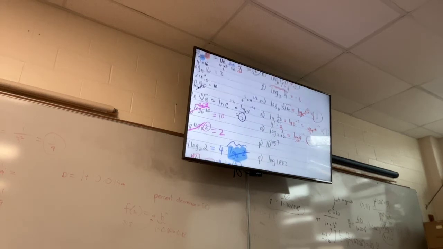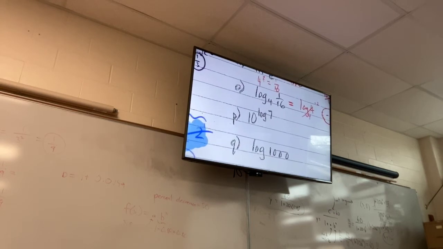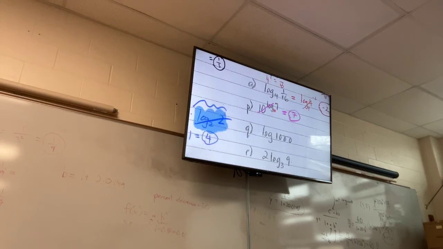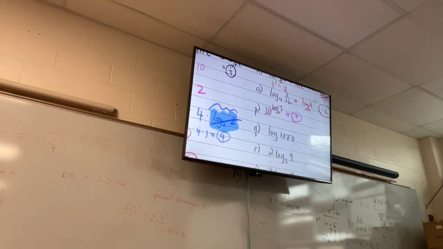Yeah, okay, for letter P, what do I do whenever I see a log with no number, with no base? What do I write in? 10. Yeah, they're going to cancel. That log base 10 and the 10 are going to cancel. We're just going to be left with 7.